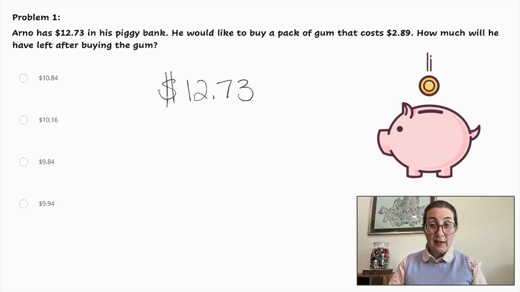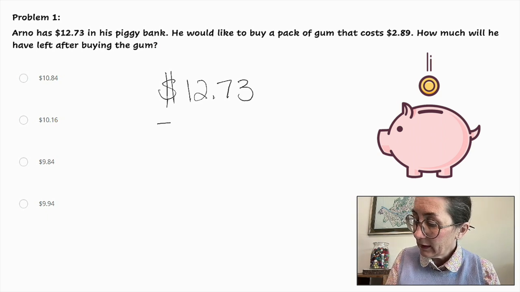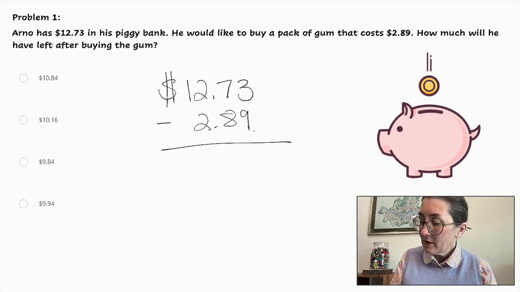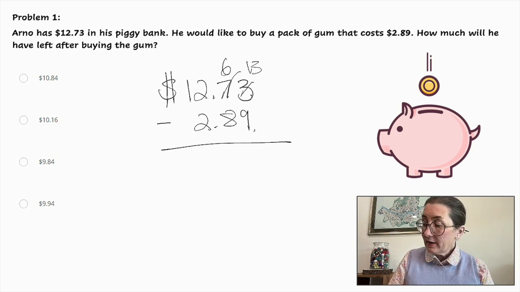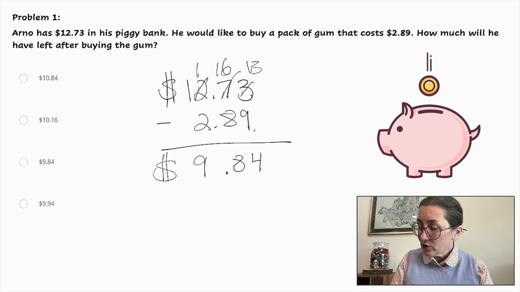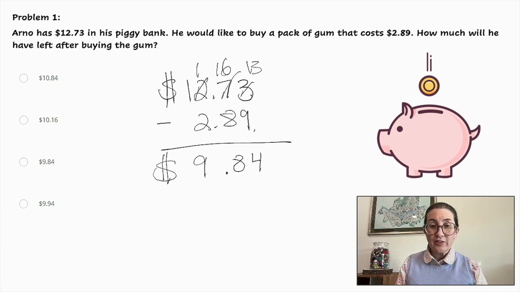$12.73 in Arno's piggy bank. He would like to spend $2.89. The 9 is greater than the 3, so we have to borrow. 13 minus 9 is 4. 8 is larger than 6, so we have to borrow again. That becomes 16 minus 8 is 8, and 11 minus 2 is 9. So the answer is Arno will have $9.84 left in his piggy bank.